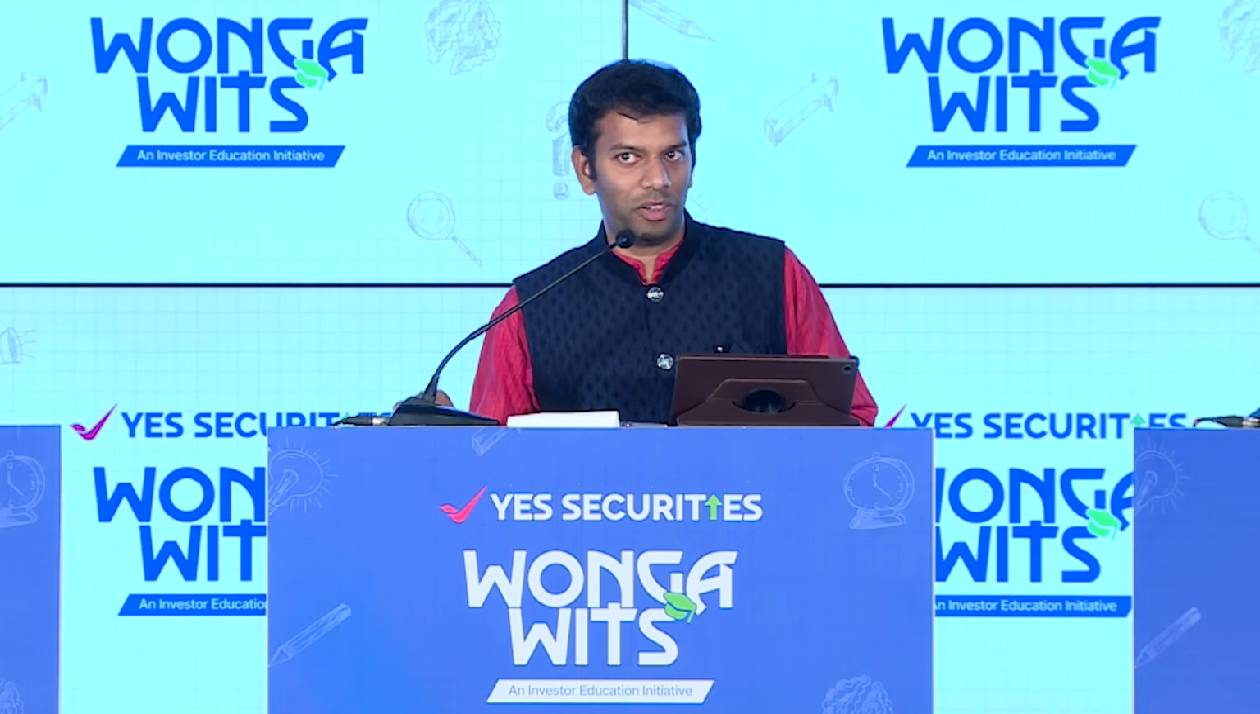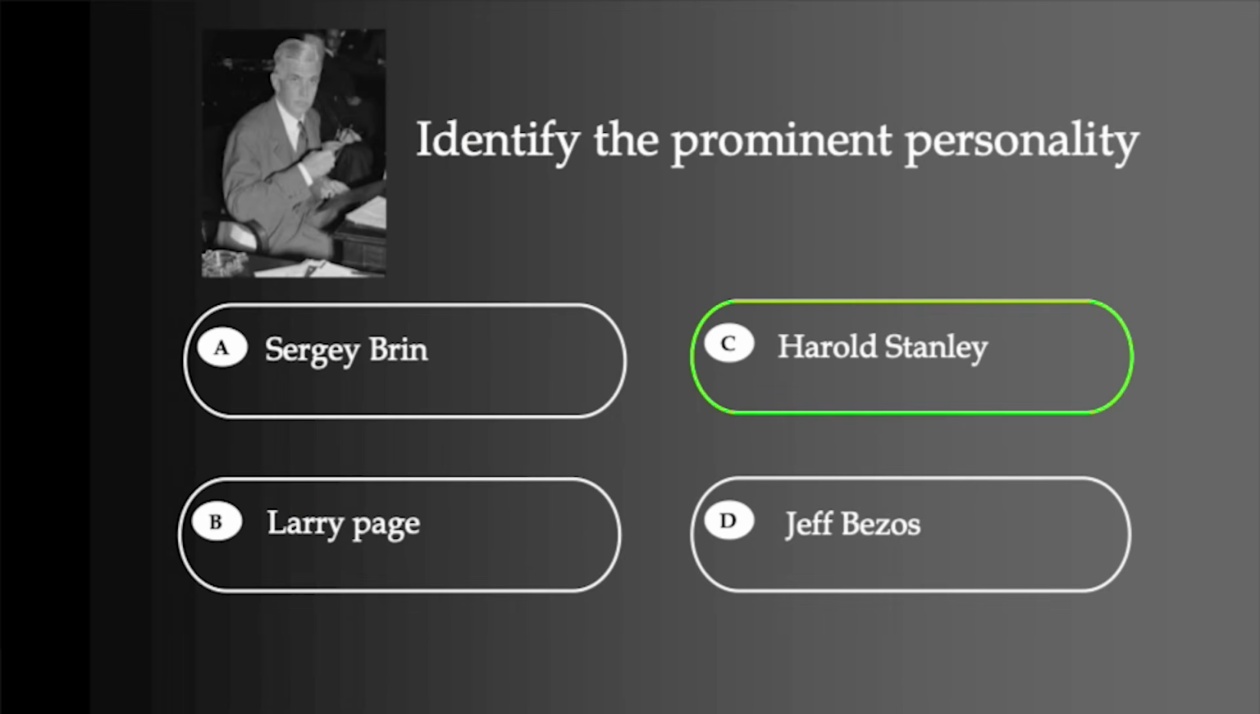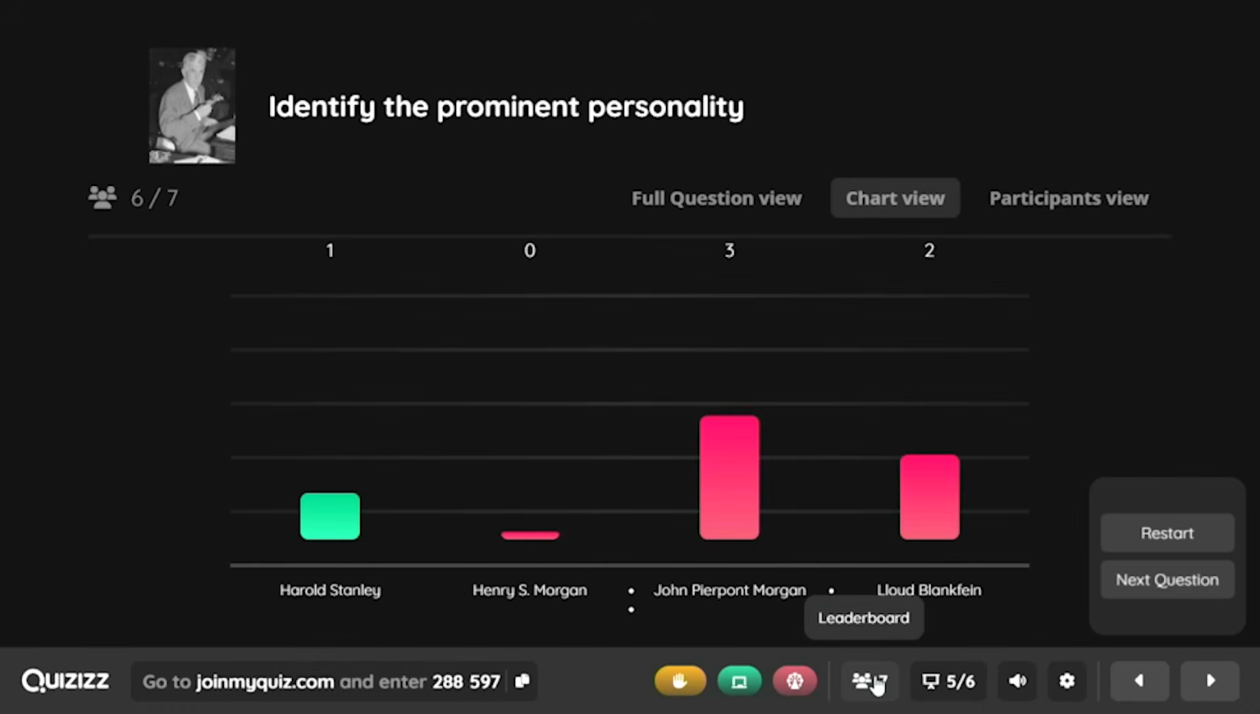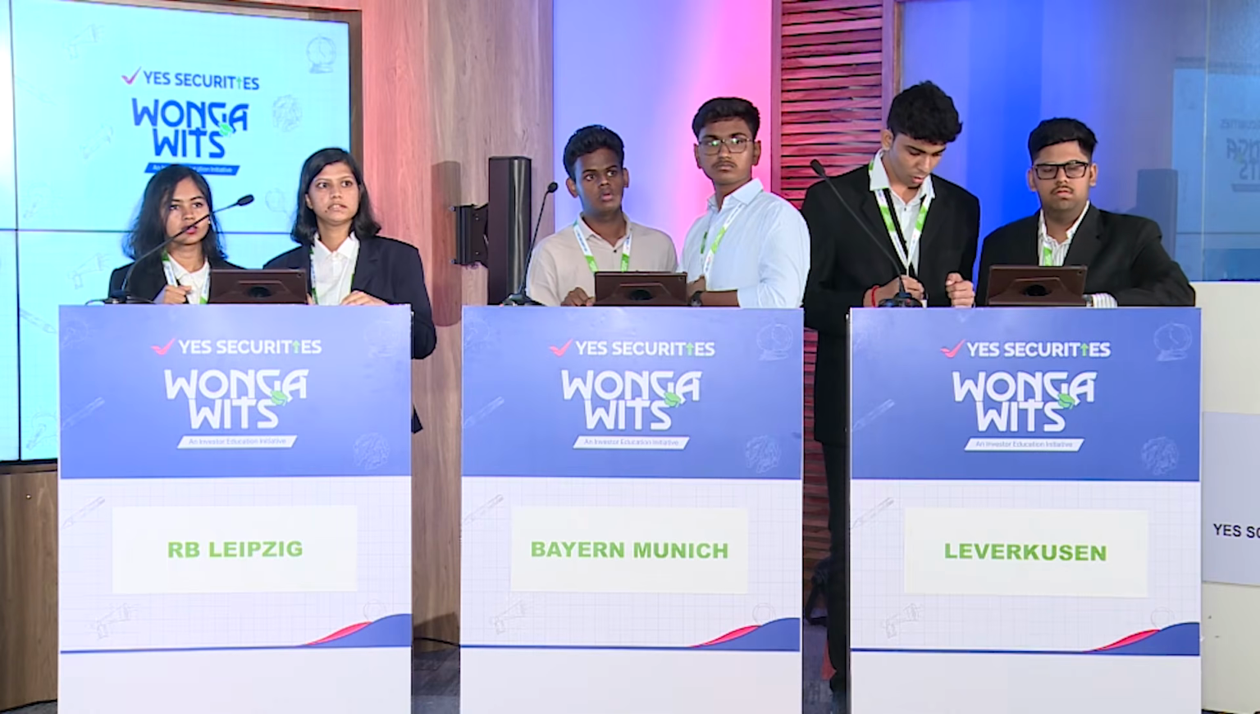Morgan Stanley, and how many of you got it right, and who is leading the leaderboard? Leverkusen has got it right. RBL and Wolfsburg. Okay, only one team has got it right. Leverkusen is leading the leaderboard as of now.